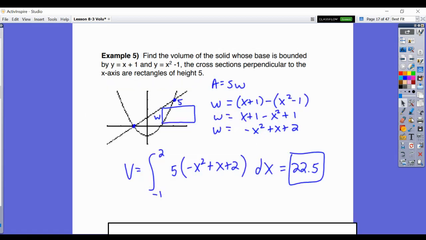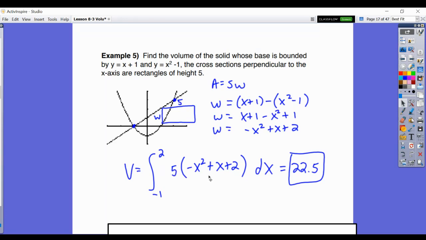All right, so first you're going to want to graph those 2 functions, and then the width of each of these rectangles will be the difference between the 2 functions. So we're going to take the line minus the parabola to figure out what this width is every single time right here. And then the height is always 5. So this 5 is here. If the height was changing, if it was a square or something, then we would have a different number. But because that's the height, it's a 5.